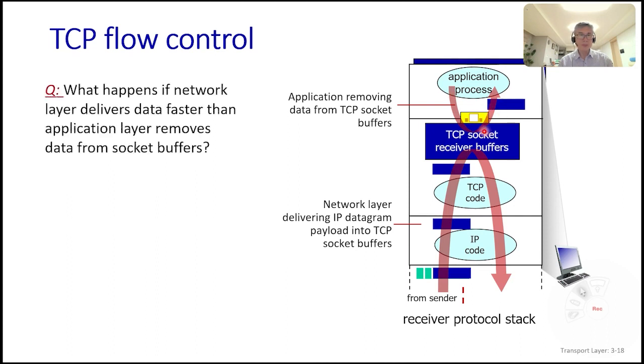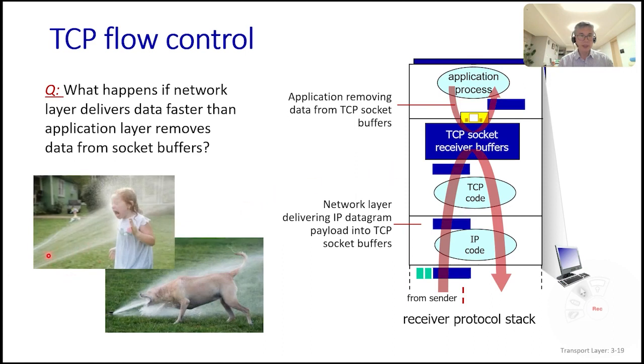The question is what happens if the network layer delivers data faster than the application layer removes data from the socket buffer. In that case the socket buffer will queue up and overflow, and the data will be thrown away, and we need to control the transmission speed of the sender, right? So that's why TCP flow control is required, like for a too fast sender. So the sender is kind of throttled.